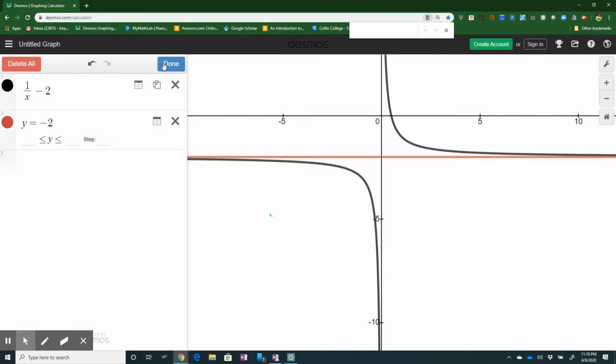Anyway, in this case, y equals -2. But we would call it a horizontal asymptote. The graph never gets there. It just gets really close. Okay? So that's the idea of a horizontal asymptote. The same thing as a vertical, just on its side.